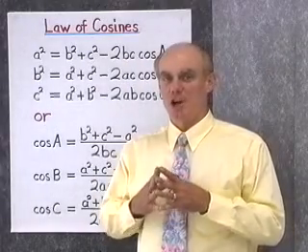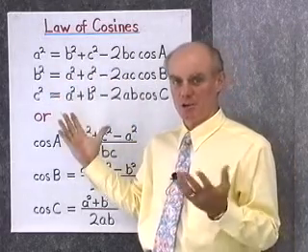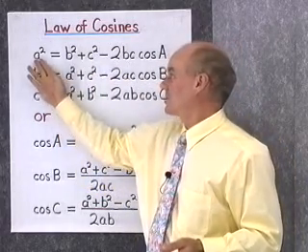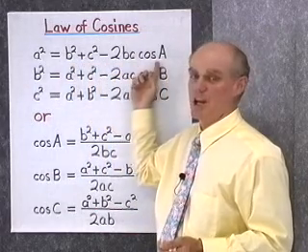Next, we want to look at the law of cosines. I've written it over here on the board. This is for any triangle ABC labeled like we usually label them. A squared is equal to B squared plus C squared minus 2BC cosine A.